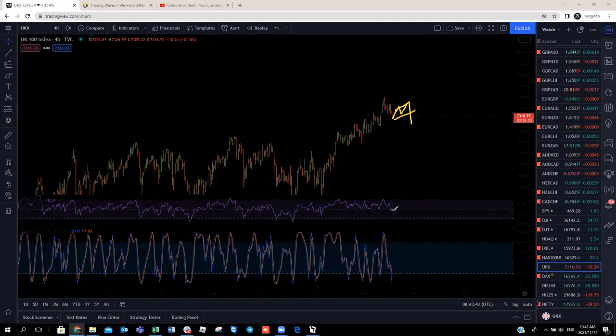On the 4 hour, we're about to dip below 50 here. And let's see, we could even have this one as a setup. But that setup will just be the last move to the upside before we get a deeper correction here on the UK 100.